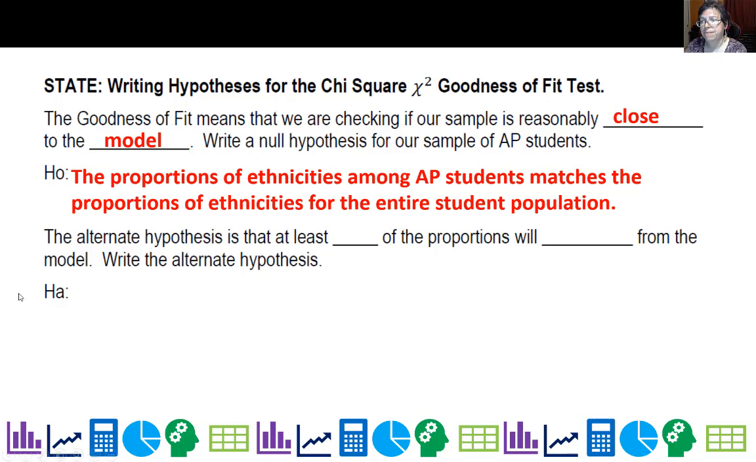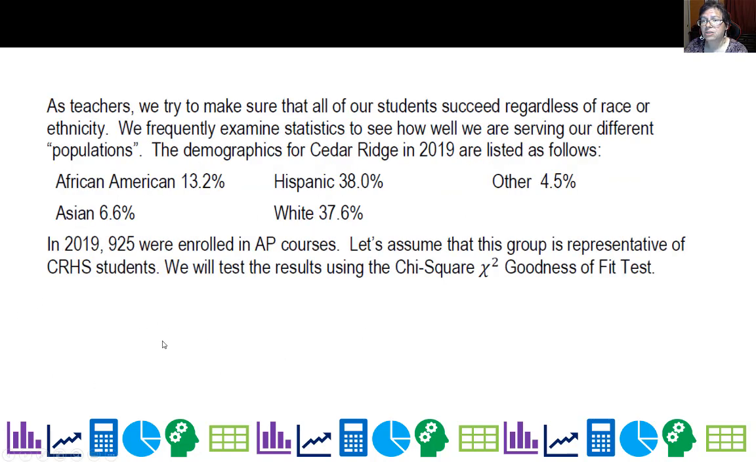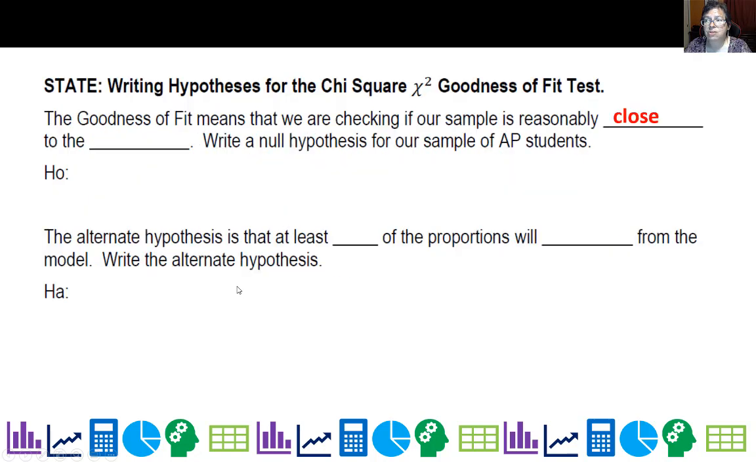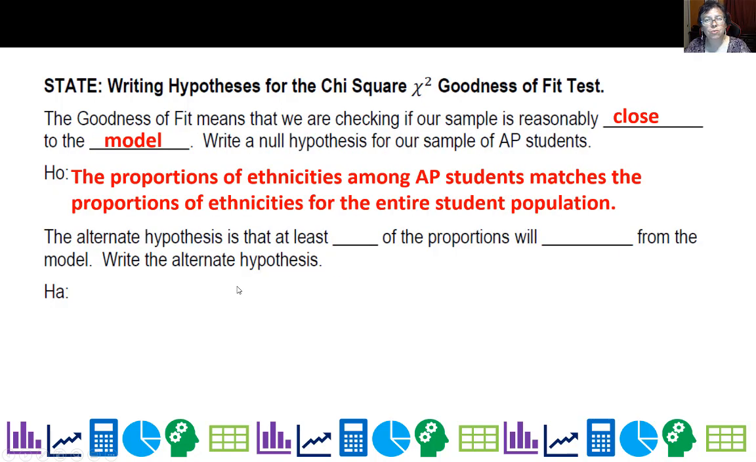Now, let me go back very quickly and say I could say the P1 for African American equals 13.2, P2 equals 38, P3 equals 4.5, P4 equals 6.6, and P5 equals 37.6. So I could write it that way. Usually on these, though, it's a lot easier to write it in words, and that's fine, okay?